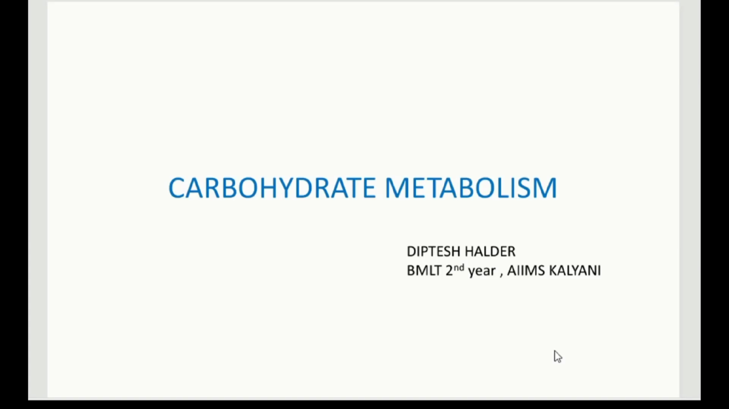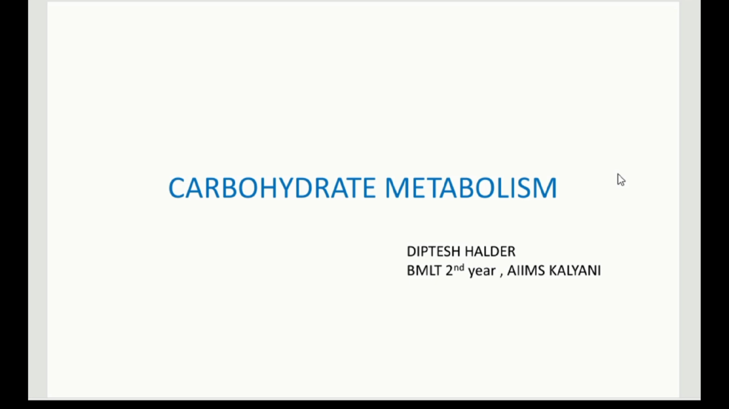Today we are going to learn about TCA cycle, another major pathway in the metabolism of carbohydrate. In the previous video we have learned about glycolysis, the steps, what are the regulation, why glycolysis is needed, and come to today's topic. This is TCA cycle.